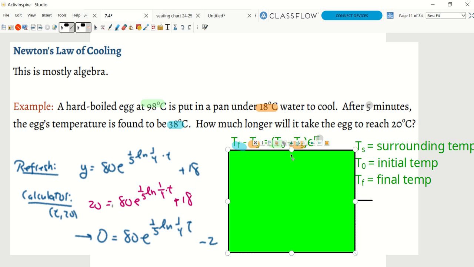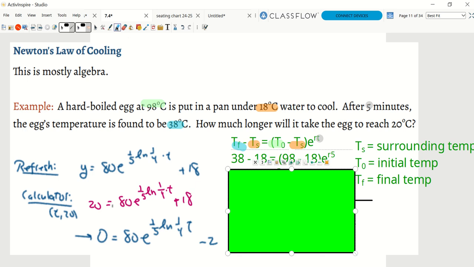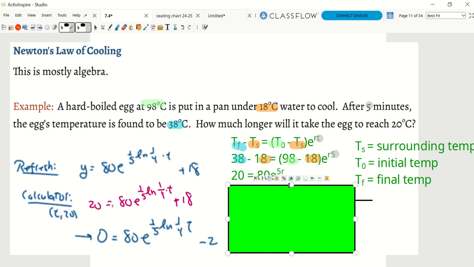So watch how I plug in here. I mean, you can already see it. 38. Let's get some oranges. Let's get gray, 5, and green. Are you guys with me? Now we're just going to isolate for R. Watch this. What's 38 minus 18, everyone? 20. What's 98 minus 18? 80.